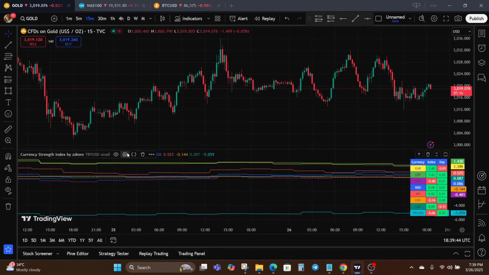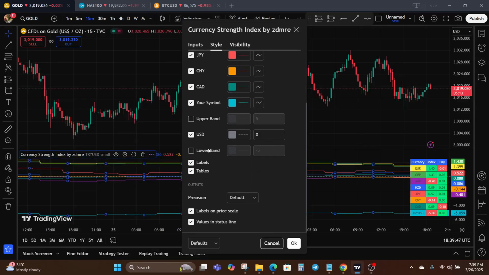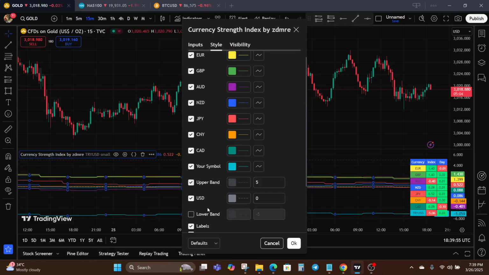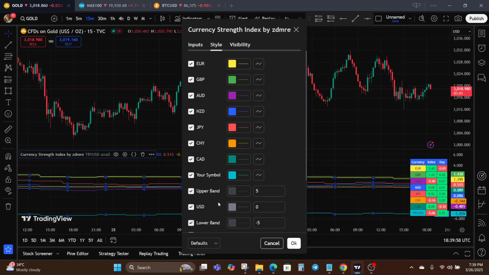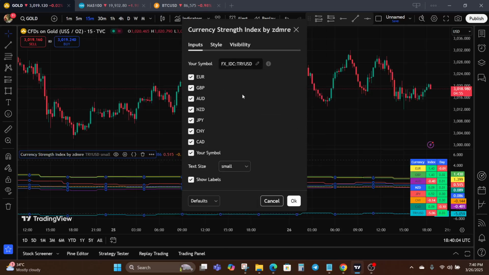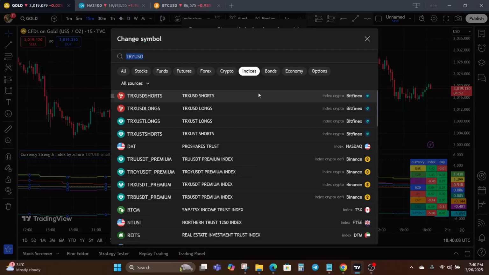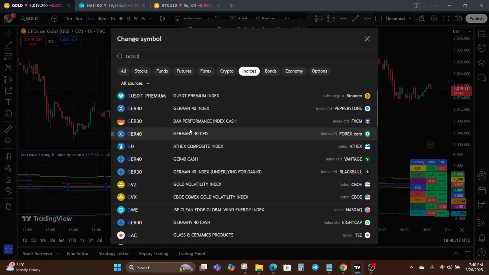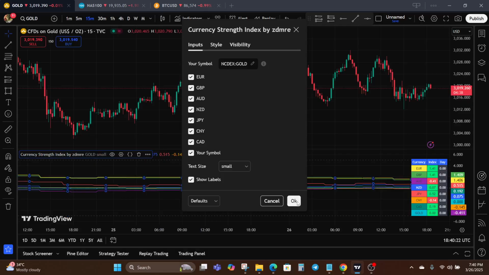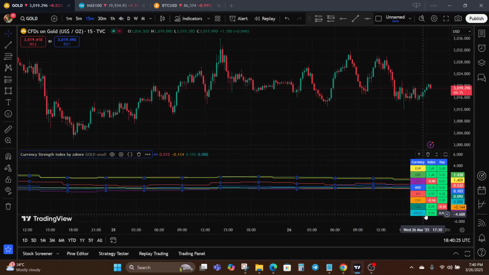Let's go into the settings for this indicator and see what we have here. The labels, the tables, this is for the upper band and lower band, and these are the indicators that are here. It seems like you can actually add an indicator that is not there. For example, let's add one that is not there. Okay, yeah, it's actually added.